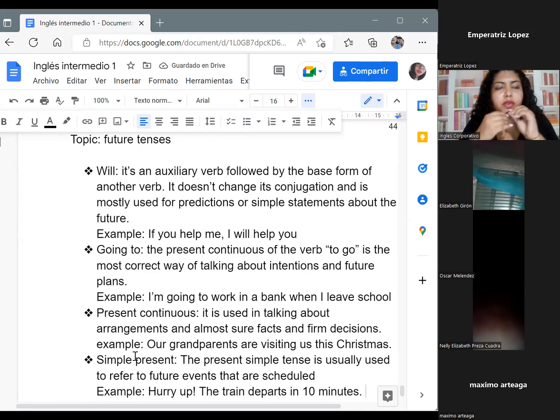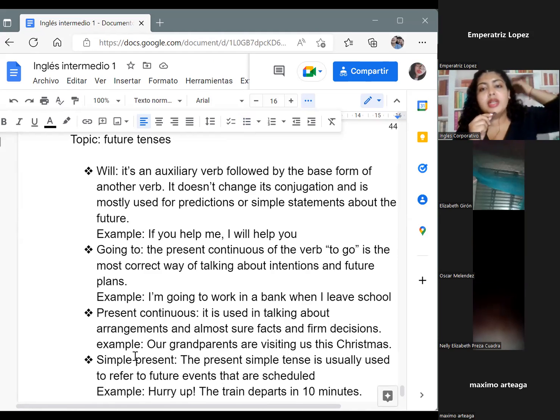So here we have the four things that we need to know, or the four most important elements that we need to keep in mind when we are using the future tense. And in this case, it is the way in which we are going to use these structures. How can we use will? How can we use going to?